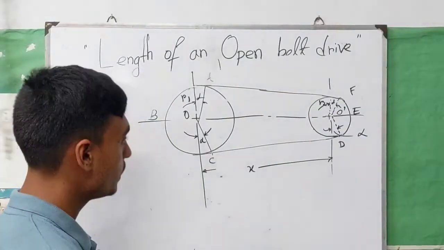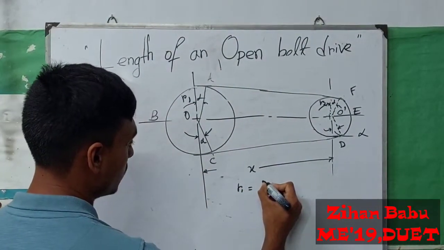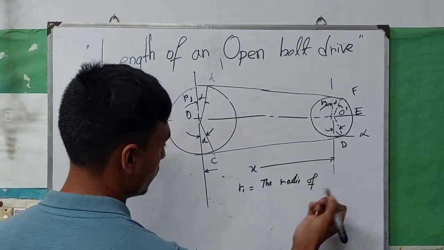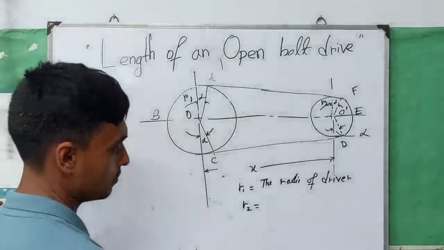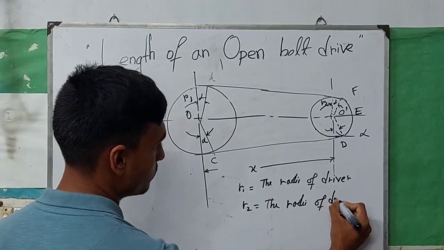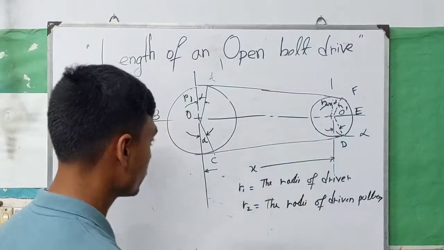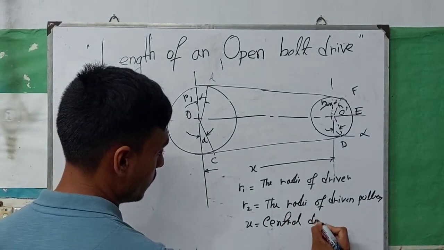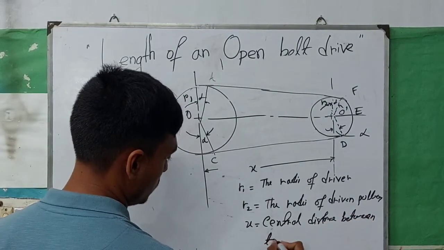Now here is the 2D picture of the belt drive system. We consider that R1 means the radius of the driver, and similarly R2 means the radius of the driven pulley, or simply the follower, and here x is the central distance between the two pulleys.